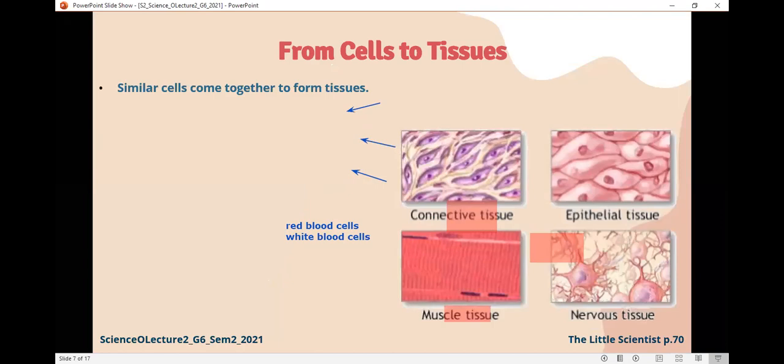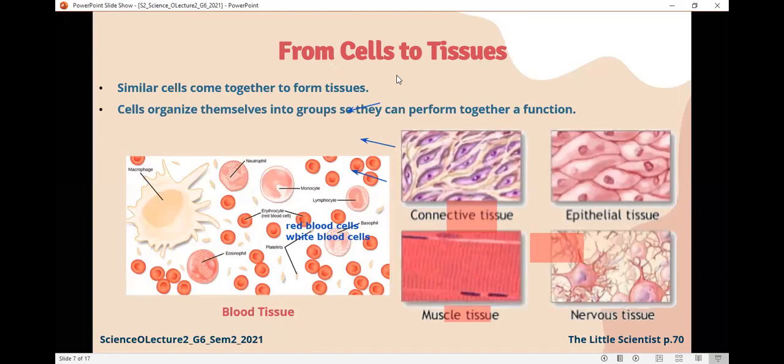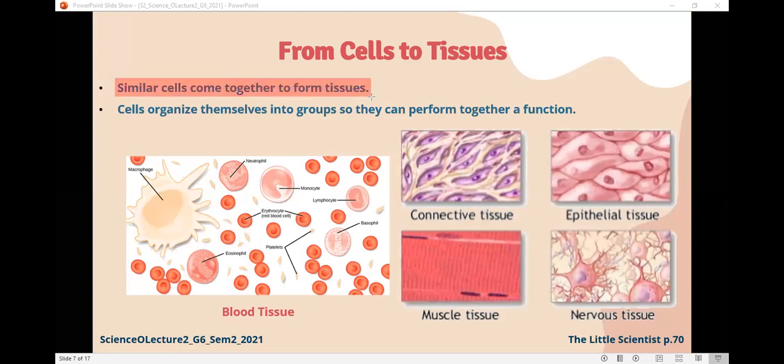Similar cells working together make tissues. So how is your body organized? First of all, you have trillions of cells, lots of cells, and these cells have different types. Similar cells working together make a tissue.